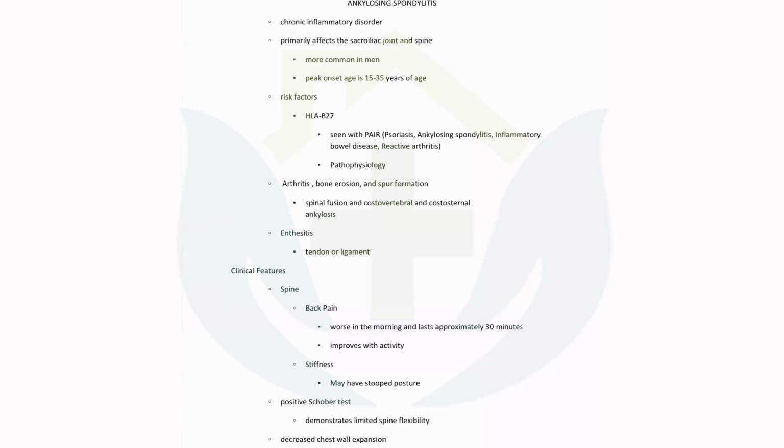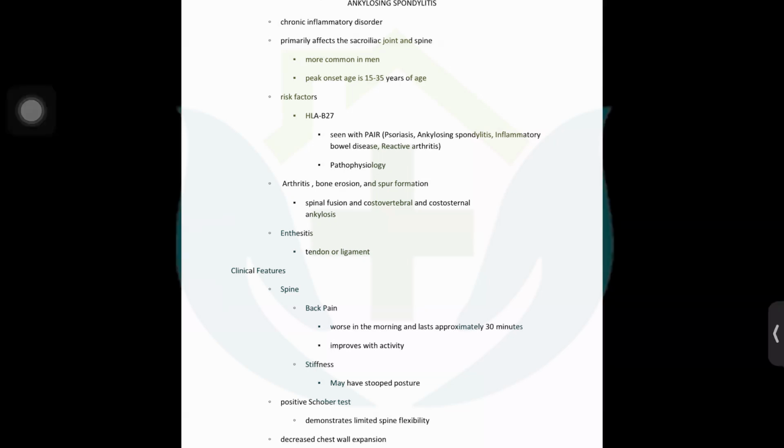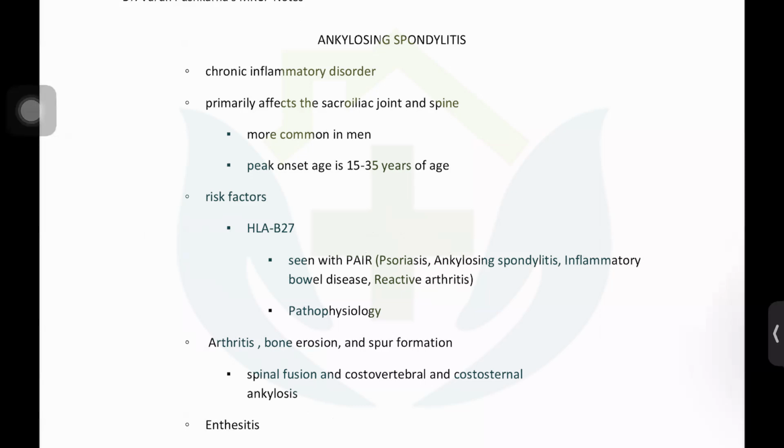Ankylosing means fusion. Spondylitis means anything pertaining to the spine or the axis of the body. It is a chronic inflammatory progressive disorder. Sorry for not mentioning progressive here.